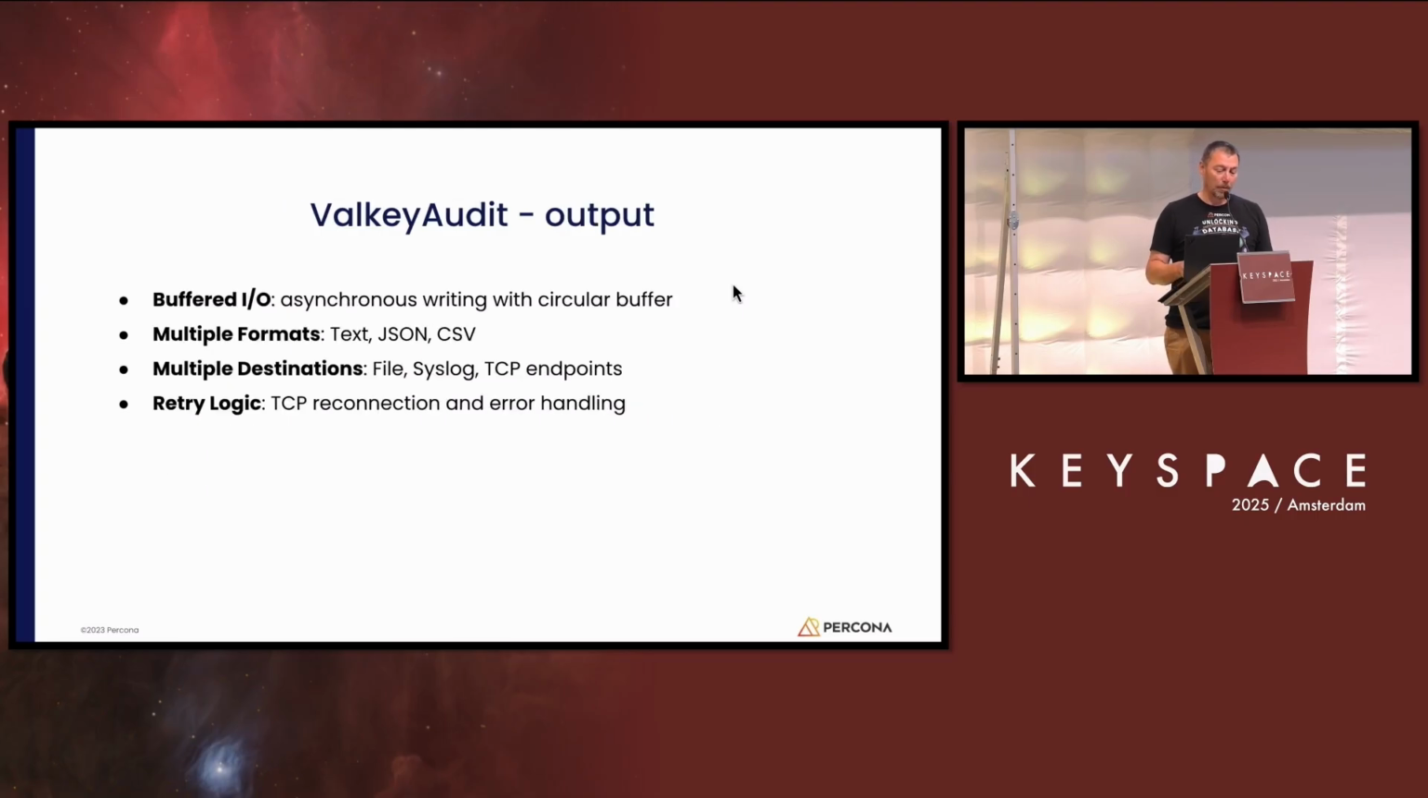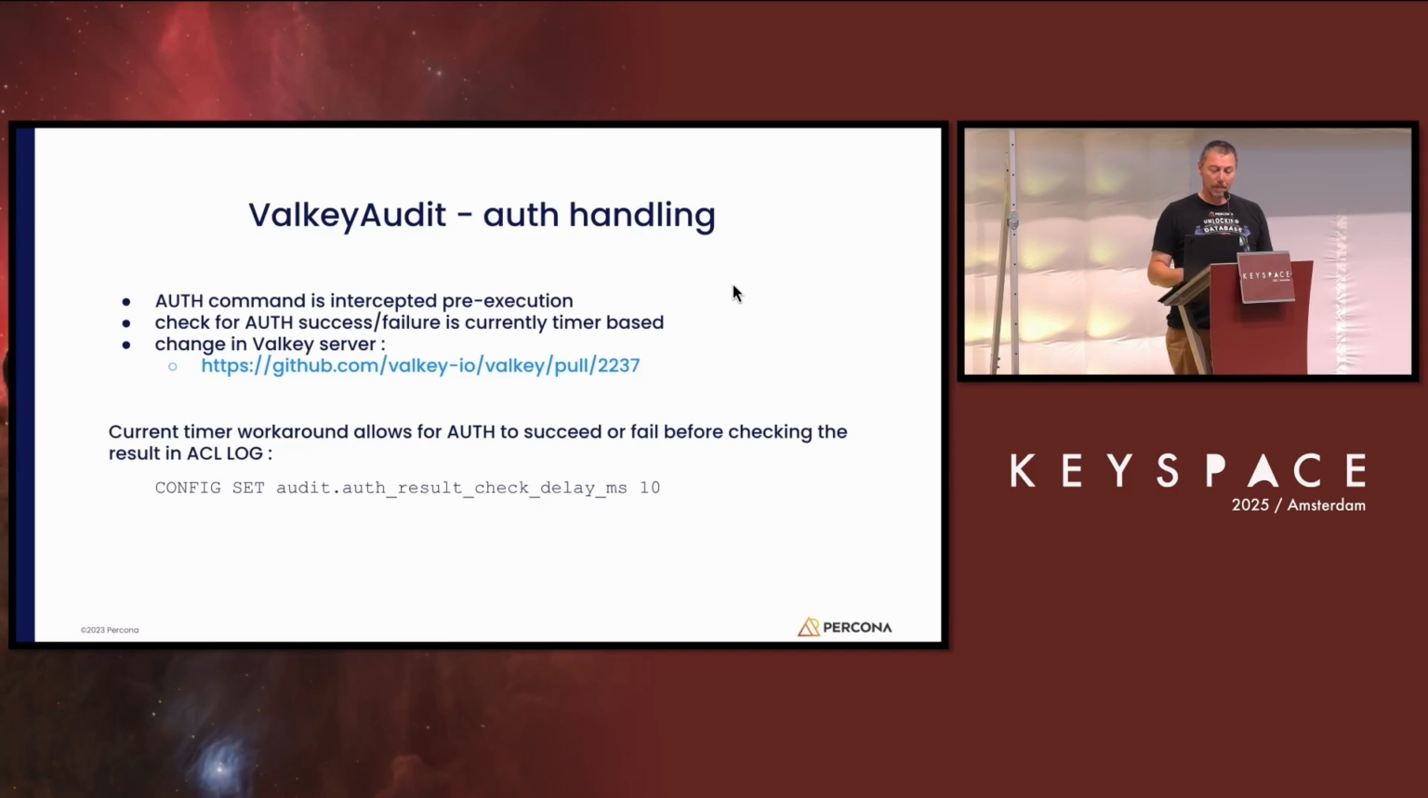Okay, and then the output, we're buffering the output. You have multiple formats and destinations. And then for the TCP side, there's a retry and reconnection kind of handling. There's a bit more work to do there, but we've seen the authentication flow, from which Ricardo mentioned a moment ago.